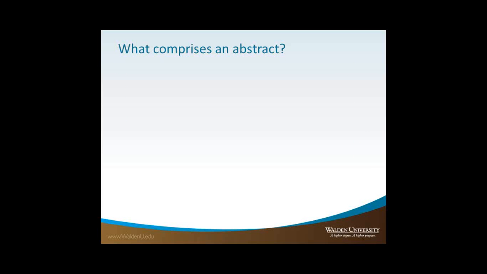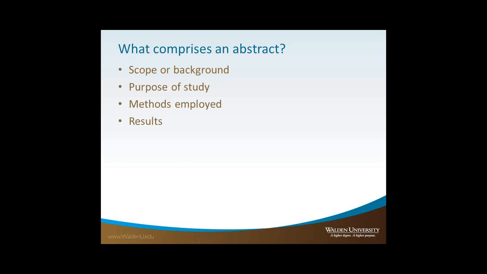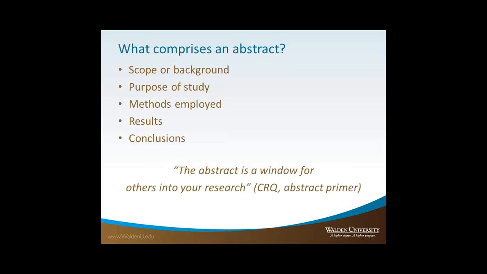So what comprises an abstract? There's a variety of different things that you might find in an abstract if you pull up a document like this from various universities. But for the most part, you're going to see these things. You'll see the scope and background of the study, the purpose of the study, methods employed, the results, the conclusions, and that's about it. Those are the basic sort of nuggets of information that you'll see in every abstract.